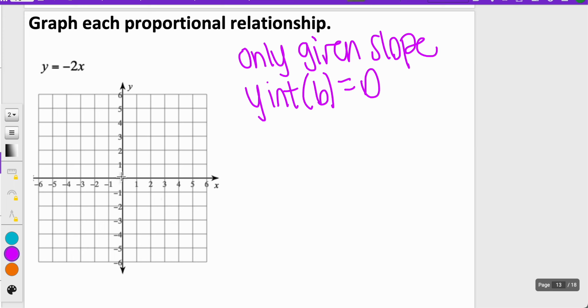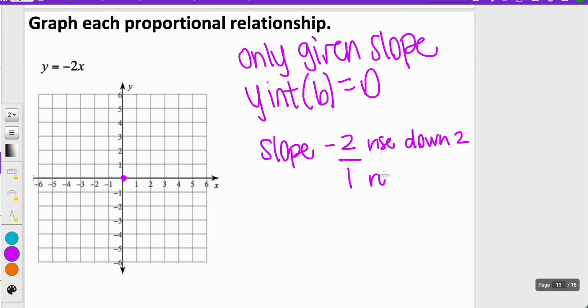I'm going to start at 0, 0. There's my y-intercept. And just like yesterday, I'm going to graph my slope. My slope is negative 2. And since there's no number underneath it, I'm going to put a 1. So this is meaning I am rising negative 2, which means I go down 2.